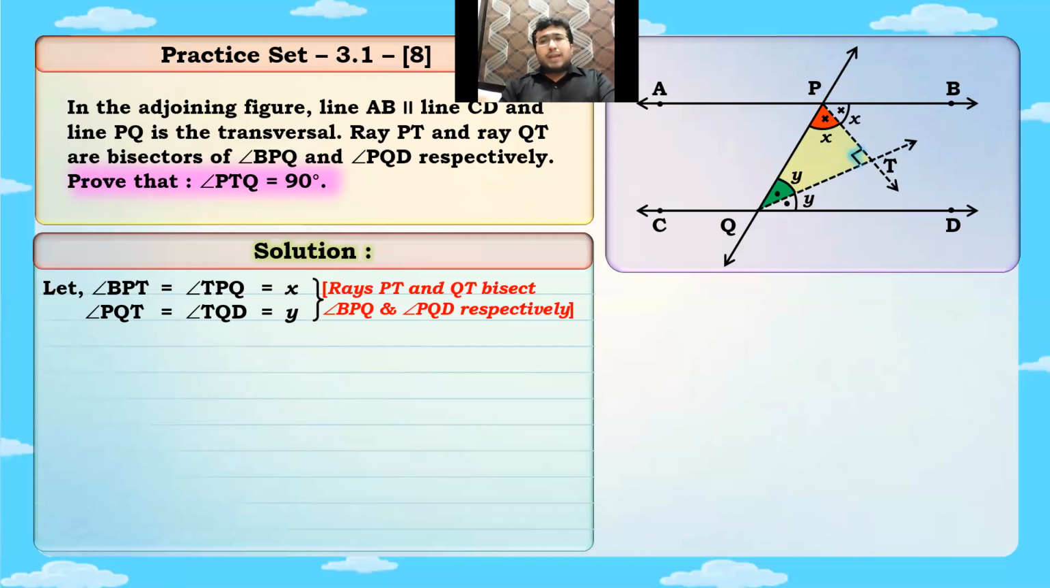How do I prove that? Please pay attention. Students, what information do you have about x? Angle BPQ is made up of two angles. Tell me students, which are the two angles?